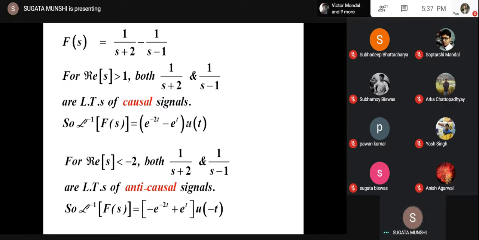When real s is less than minus 2, both 1 by s plus 2 and 1 by s minus 1 will be Laplace transforms of anti-causal signals. So that is the expression: minus e to the power minus 2t u(minus t) plus e to the power t u(minus t).